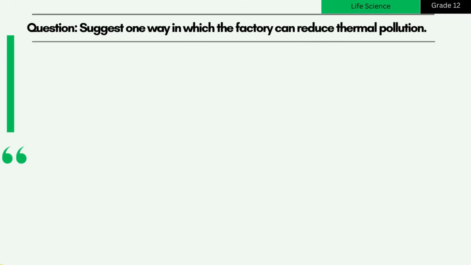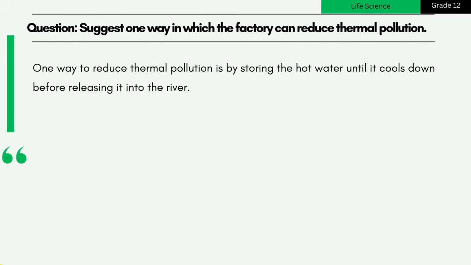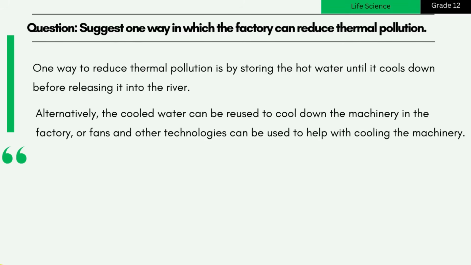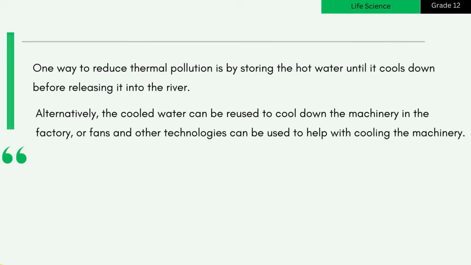Question: suggest one way in which the factory can reduce thermal pollution. One way to reduce thermal pollution is by storing the hot water until it cools down before releasing it into the river. Alternatively, the cooled water can be reused to cool down the machinery in the factory, or fans and other technologies can be used to help with cooling the machinery.